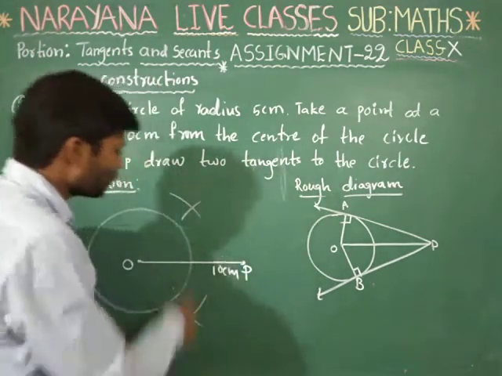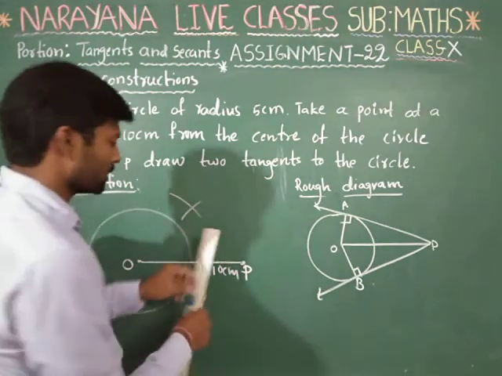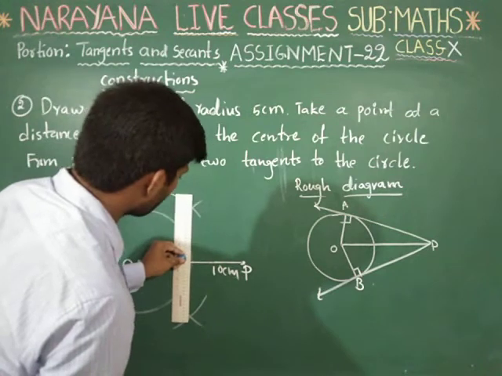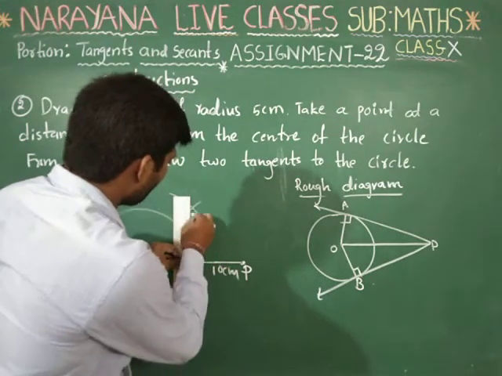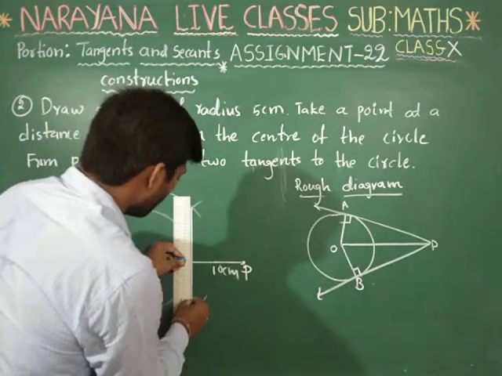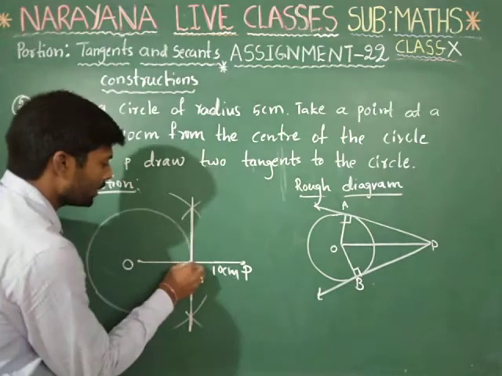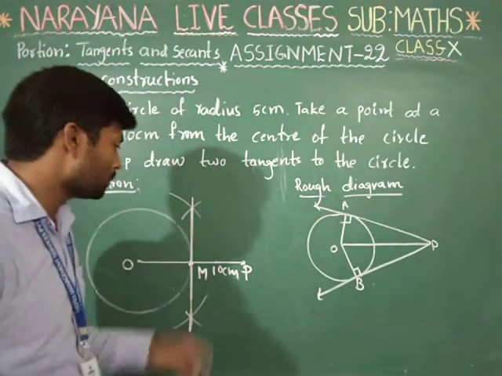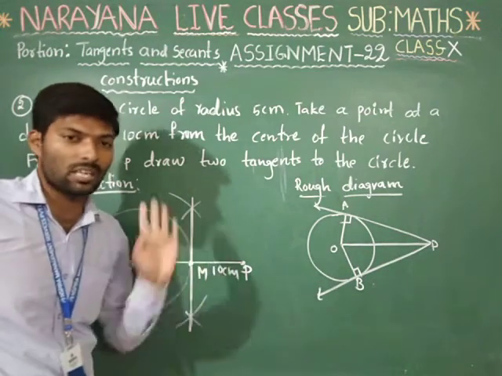Now you have to join these two points with the help of a scale. It passes through one point on the line OP. Take this point as capital M because it is the midpoint, so that OM as well as MP are both equal.